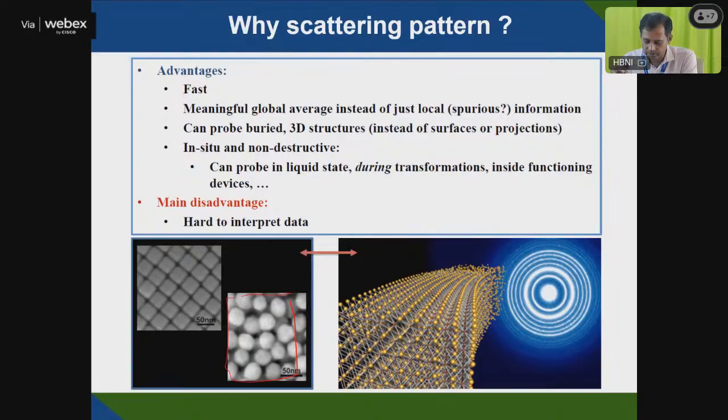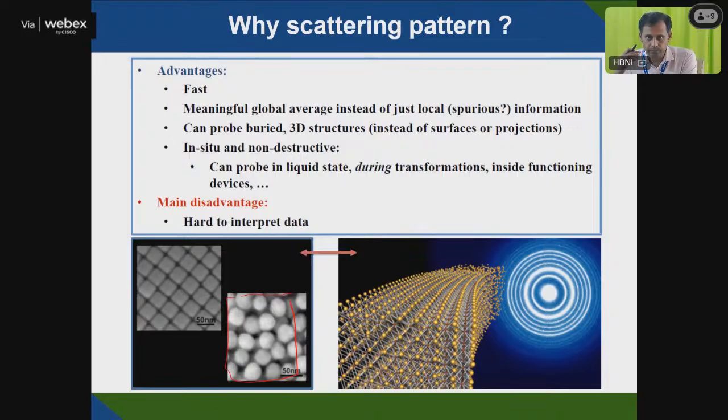Instead of a small area, you will get a global average information, and it can prove the 3D structure, like something inside the surface. So those information you can get from this, and it's an in situ and non-destructive technique. It can be used specifically for a liquid sample, and if during some transformation, some phase change, somehow the shape changes or how the morphology changes, those information you can get.